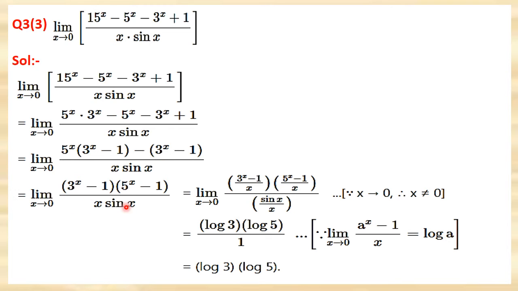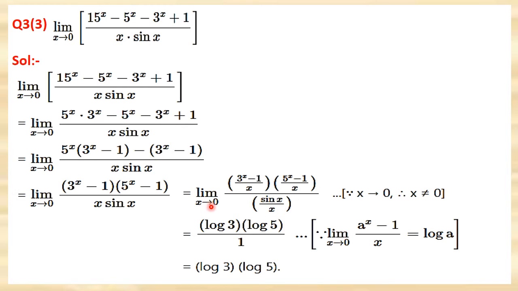Now 5 raised to x, here 3 raised to x minus 1 is again common in both the terms, so taken out. Then (3 raised to x minus 1) into (5 raised to x minus 1) upon x into sin x. So limit x tends to 0. Here we need an x in the numerator and denominator to get the general form of the limit, limit x tends to 0, (a raised to x minus 1) upon x, which is log a. So we divide both numerator and denominator by x.